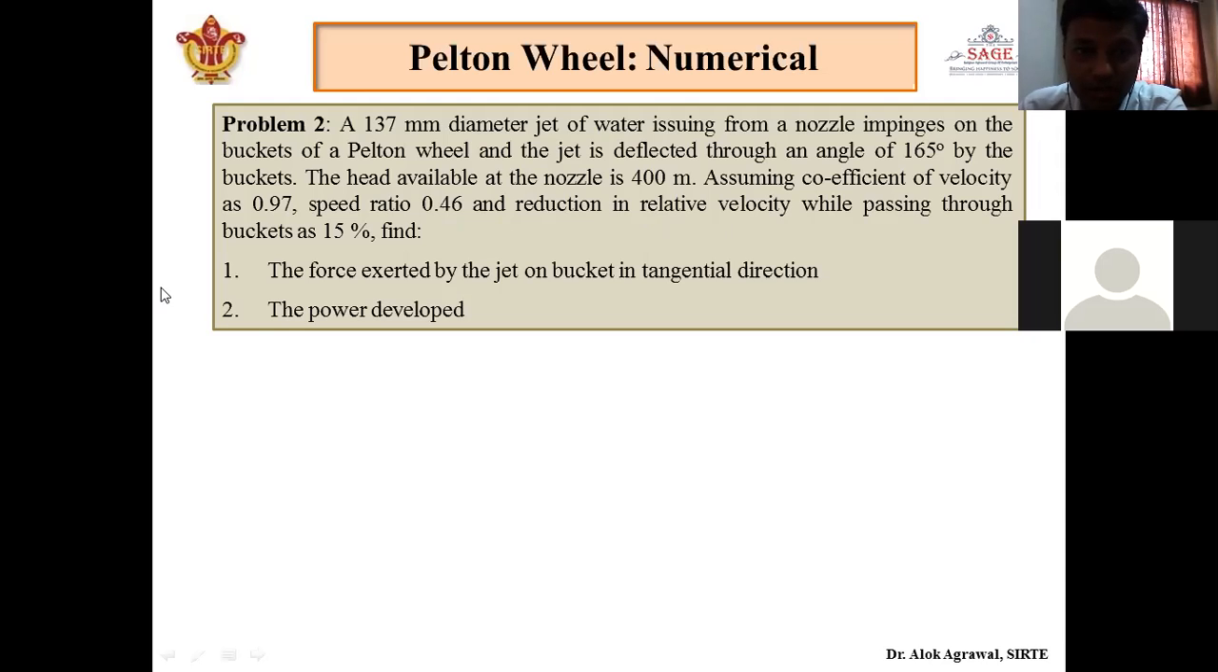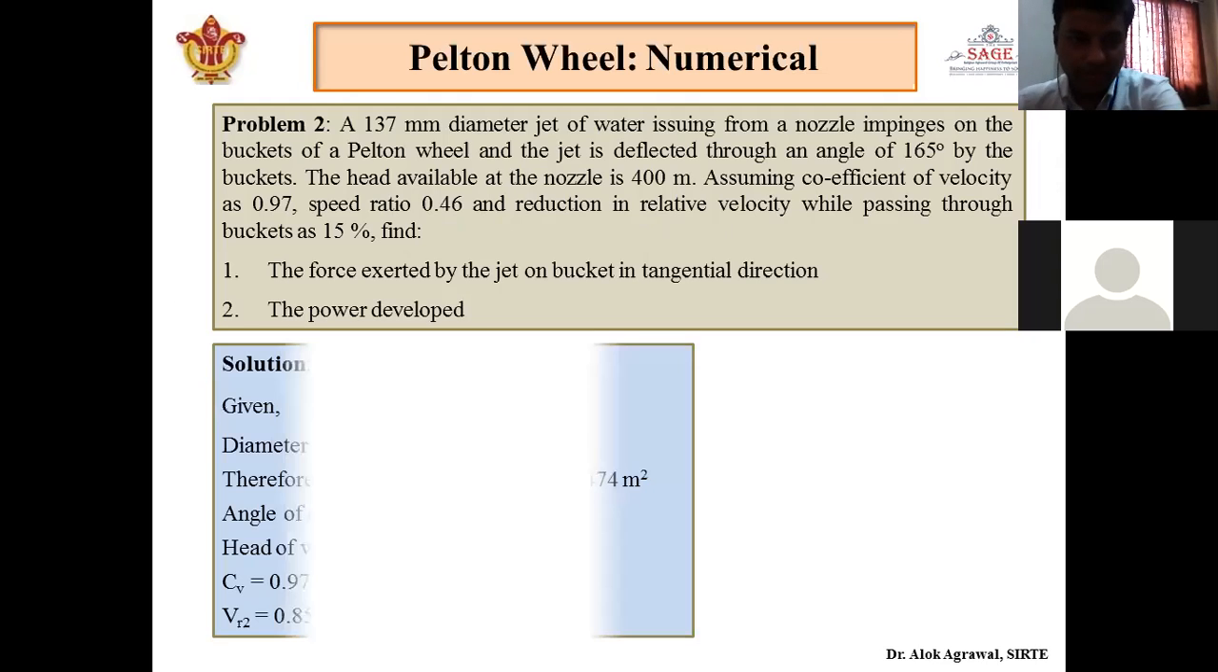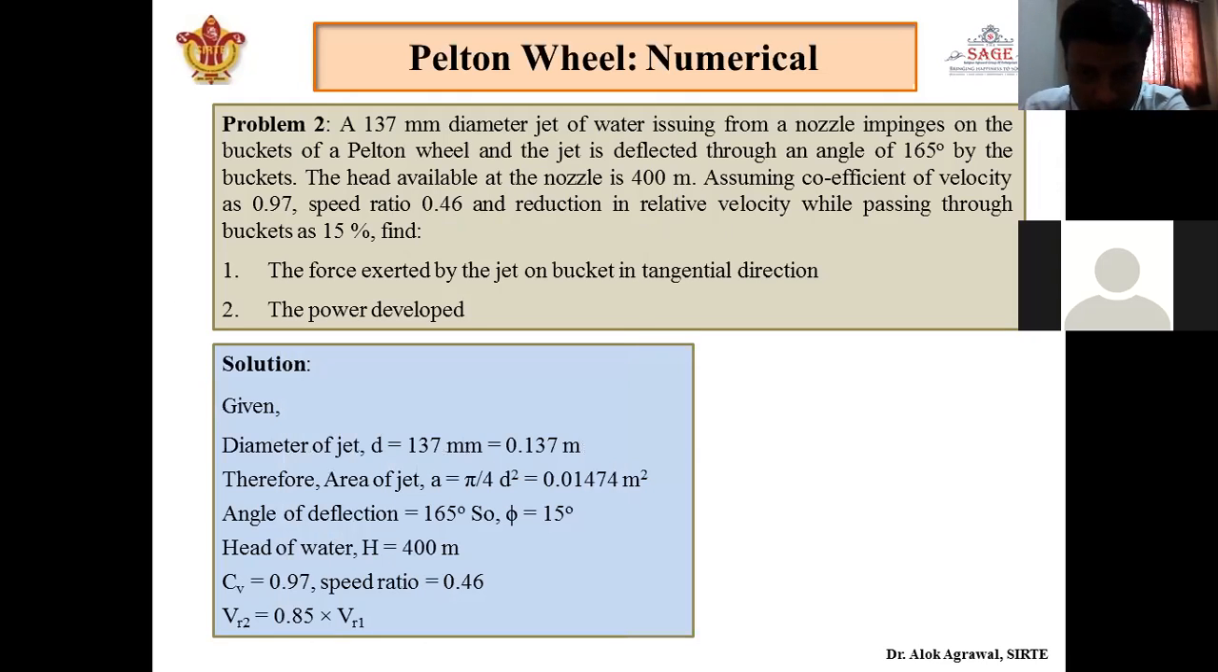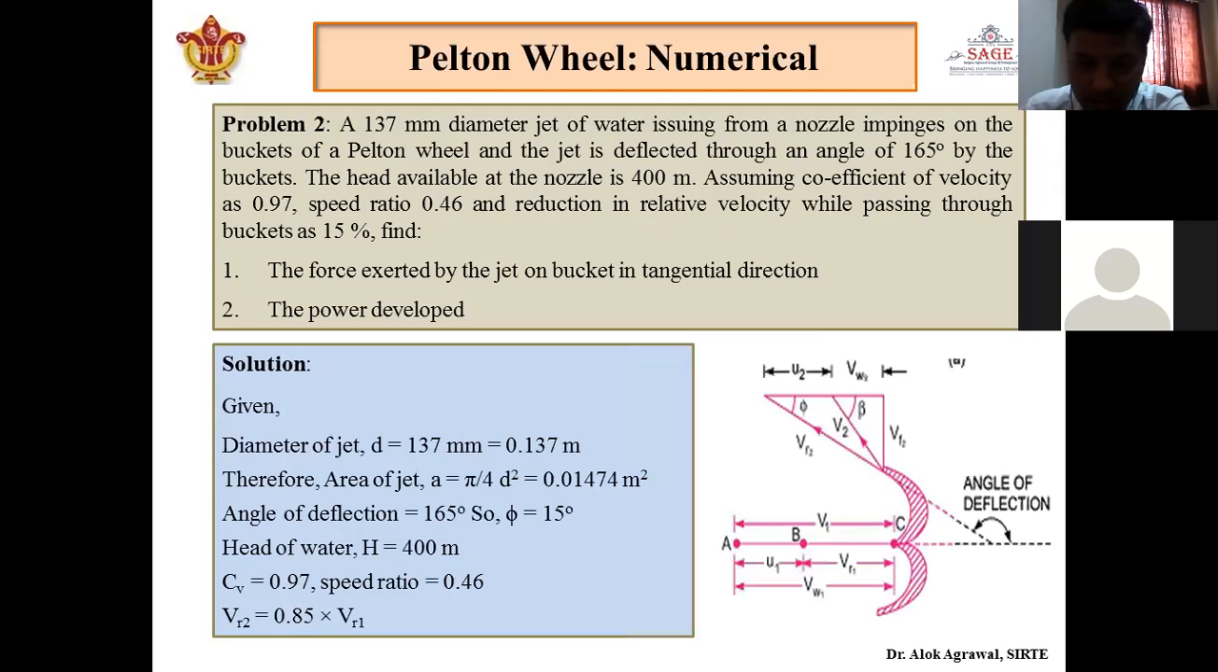Now it is asked to calculate the force exerted by the jet on the bucket, F, and the power developed. So let's first write the given conditions, and first we have to draw the velocity triangle. The diameter of jet is given, so with this we can calculate the area of jet. Area of jet is pi by 4 d square; we have to convert mm into meter. Angle of deflection is 165 degrees.